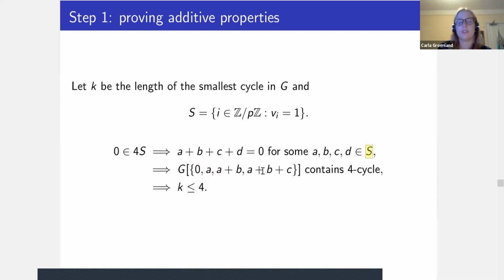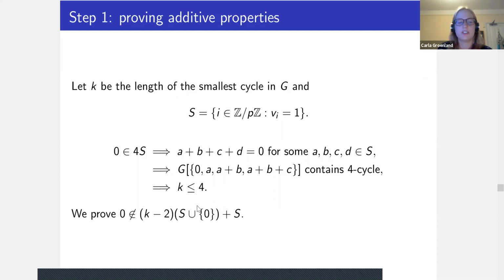And the same for this last one. And now finally, if we go from A plus C to 0, then we know from this equation that that length is equal to D. And again, there is an arc from A plus C to D to 0. So we know it contains some directed 4-cycle, not necessarily induced, but the length of the smallest cycle is at most 4. So this tells us in particular that 0 cannot be contained in (k minus 1) times S.